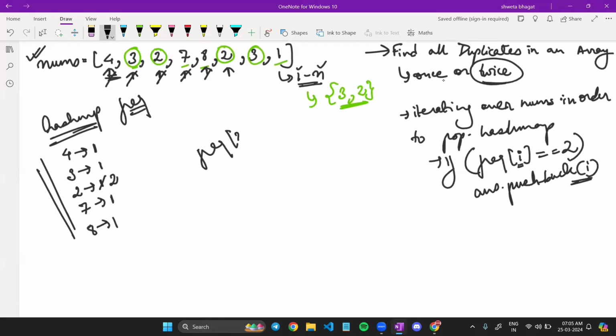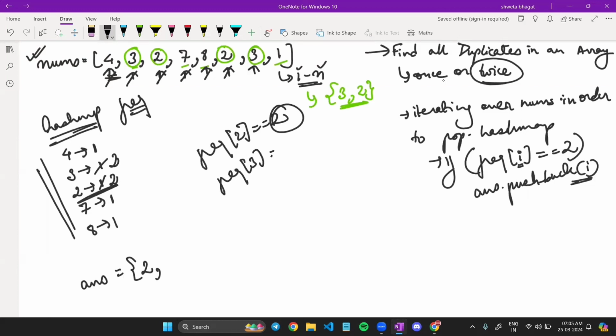We can see that here the frequency of 2 became equal to 2. So what does it mean? It means that we'll store this 2 in our answer. Let's say this answer is our vector, so we'll store this 2. Fine. Now we'll move forward. We have reached 3. We can see that 3 is already present, so we can simply increment its frequency. Now we'll see that the frequency of 3 is equal to 2. So in that case, we'll push it in the answer. So we'll get a 3 over here.